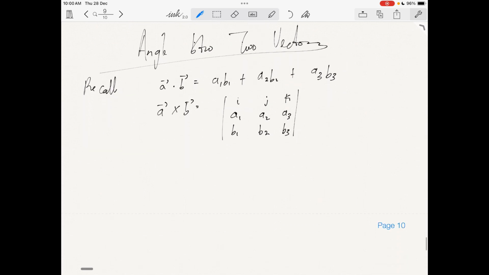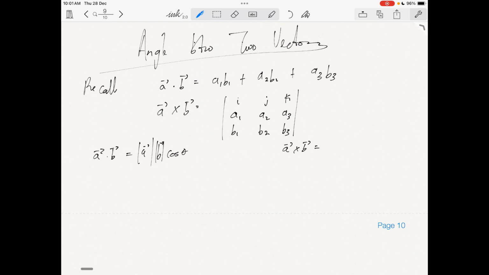Now, to evaluate the angle between two vectors, we can choose to use the dot product formula or the cross product formula. The dot product formula says that A dot B is equal to the modulus of A, modulus of B, multiplied by cos theta.